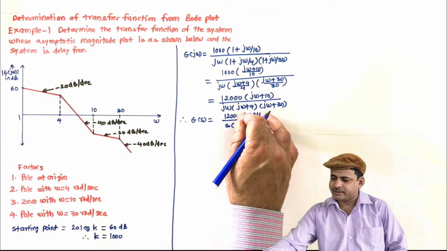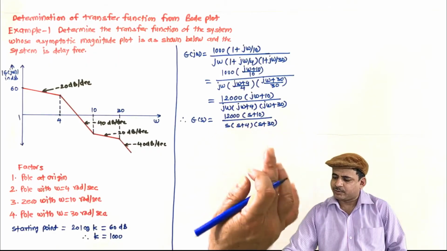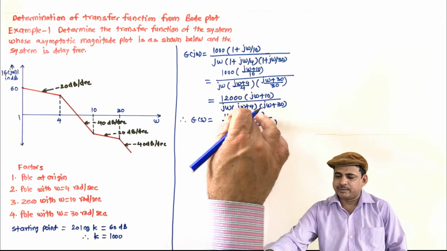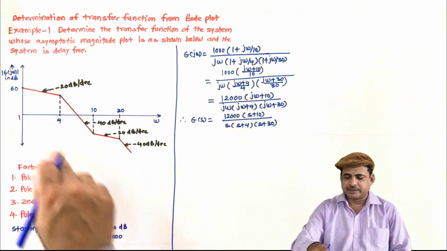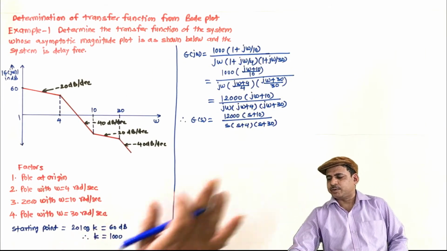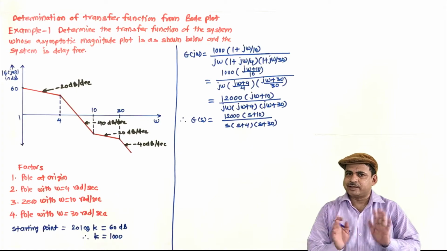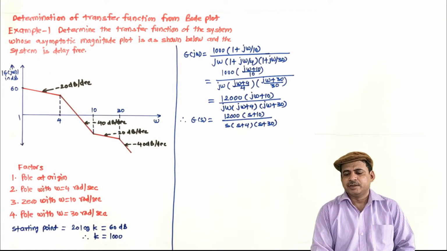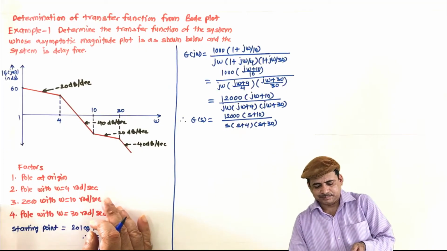And you can cross verify. Take 10 common from this. Take 120 common from this. 120 is gone. 10 it will become 1000 and 60 dB. So it's correct. So the transfer function is obtained. And no phase information was required because the system is delay free. Now let us consider another example.